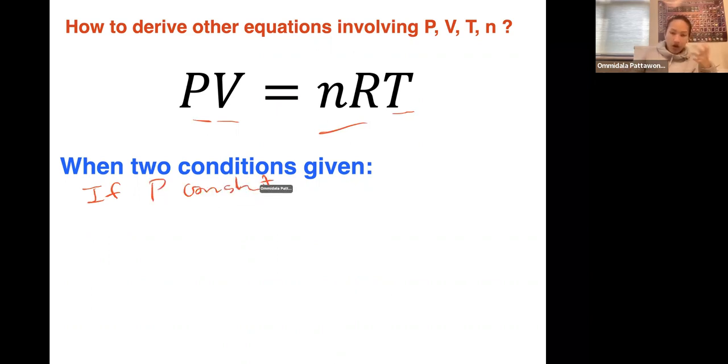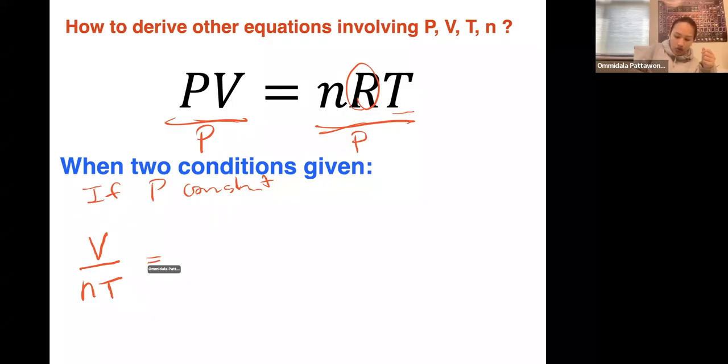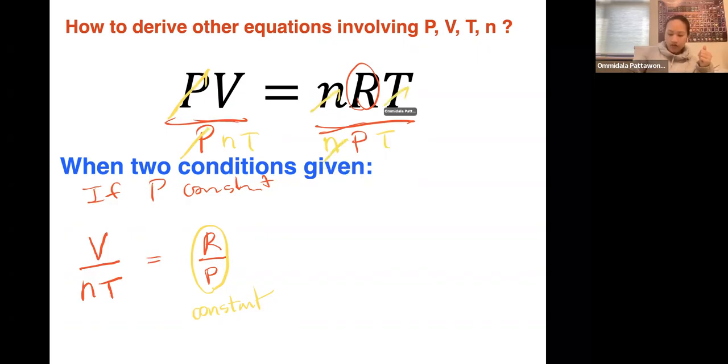If the pressure is constant, then all you need to do is move the pressure to be the same side as the constant. In this case, R is a constant, so I'm going to rearrange that. What I get is V over NT equal to R over P, as the constant. All I did is divide both sides by pressure and by NT. That's why you end up with V over NT, and R over pressure.